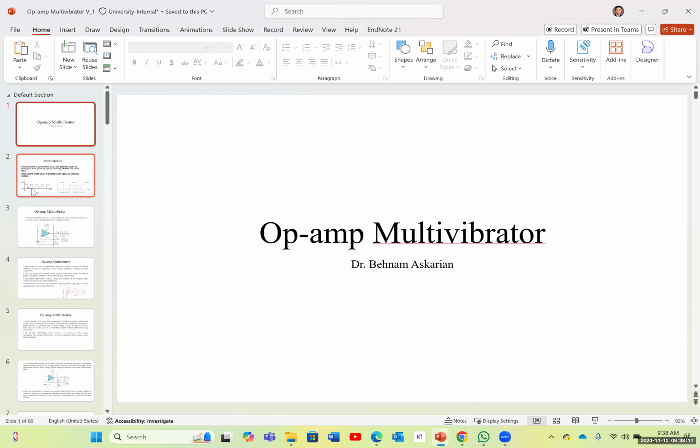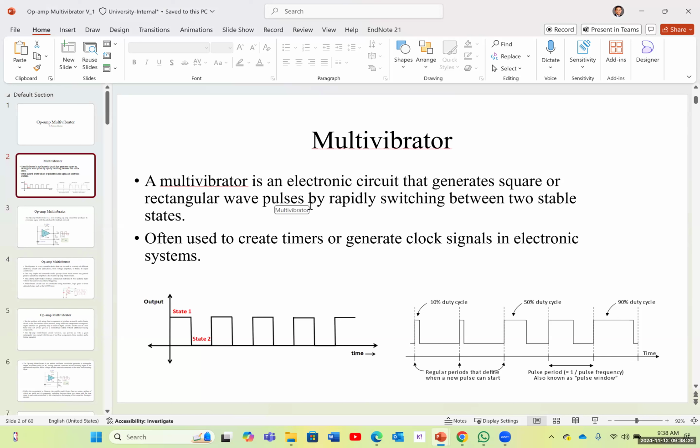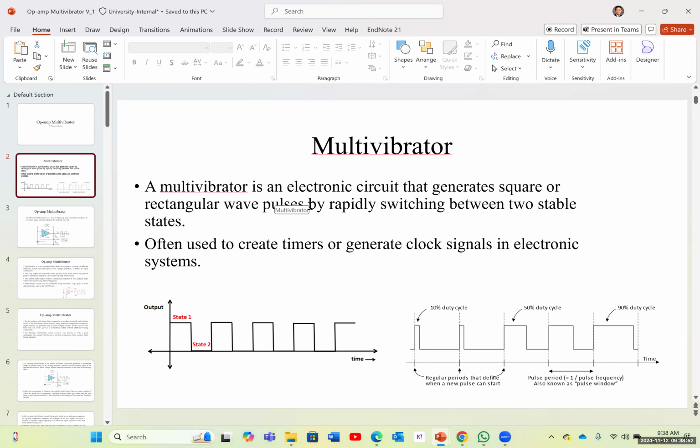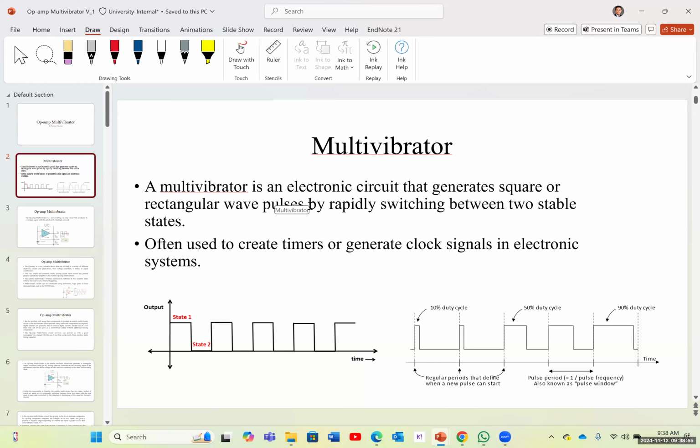So what is a multi-vibrator? A multi-vibrator is an electronic circuit that generates a square or rectangular wave pulse by rapidly switching between two stable states. They are usually used to create timers or generate clock signals, or sometimes in an application we call PWM, or pulse width modulation, which is a very important concept.